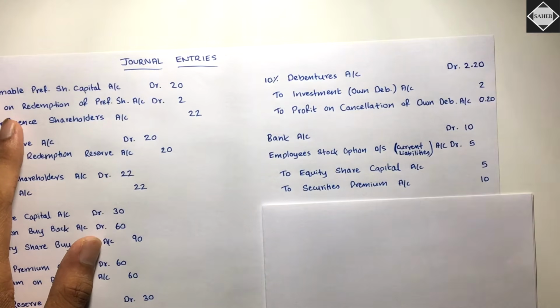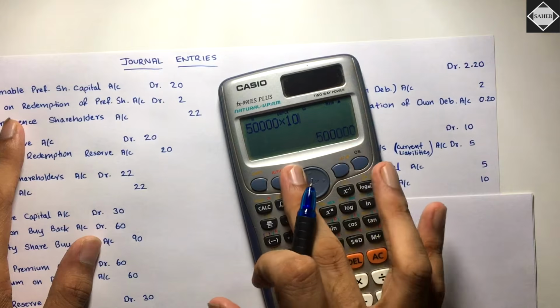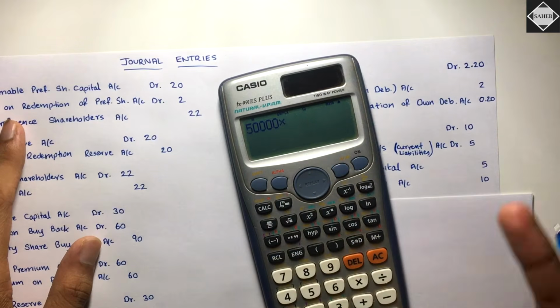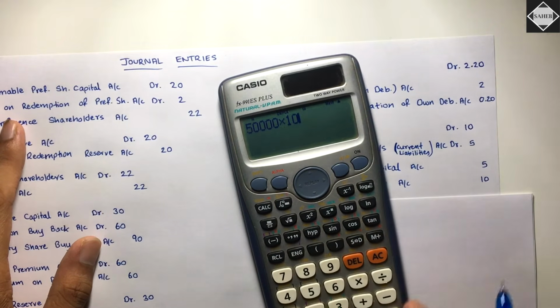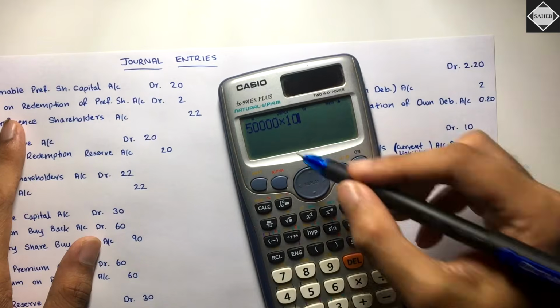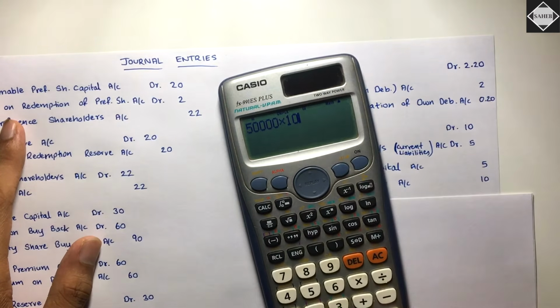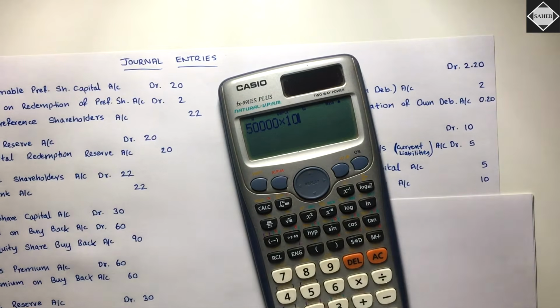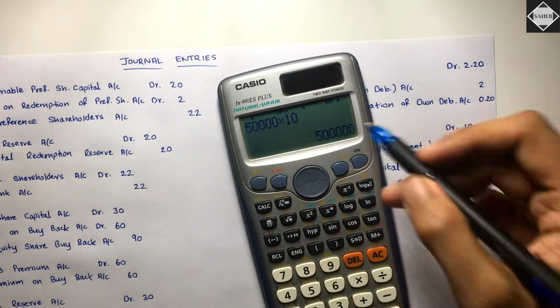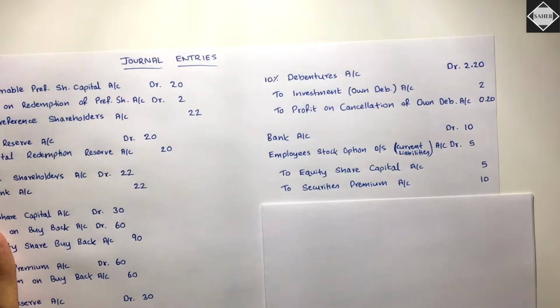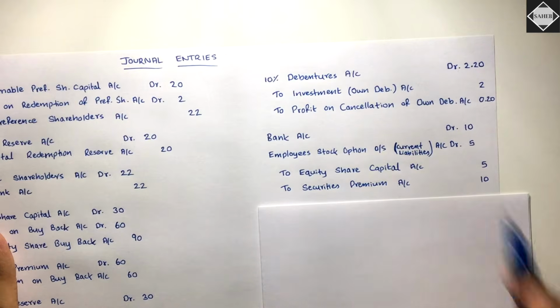How is it 5 lakhs? It's really simple. 50,000 shares into the face value of the shares. The face value is rupees 10. Now don't think this 10 is value of option. No, this 10 is the face value. It's just a coincidence that value of option and face value are the same. It doesn't always happen like that. So that's equal to 5 lakh, which is the face value of equity share capital.